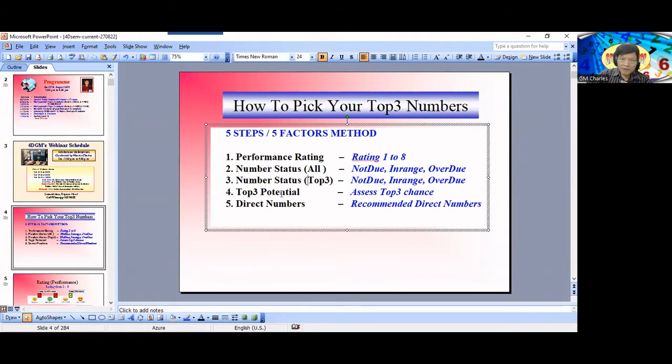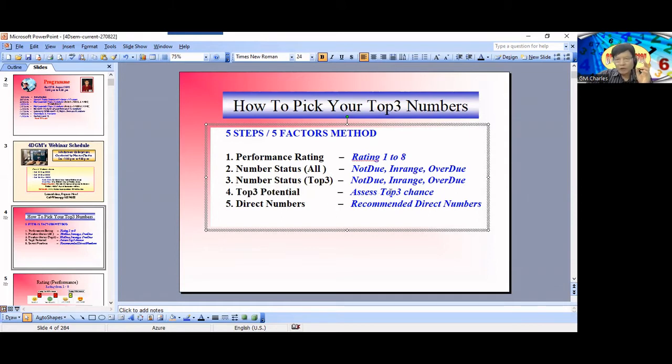is top 3 potential. This is one factor which I want to expand on. I have actually made a study on the top 3 potential numbers. What are the factors that affect the top 3 potential numbers? So this is, in fact, the highlight for today. The other 3 factors, 1, 2, 3, you already understood, I hope. So I will focus more on the top 3 potential assessment of numbers.